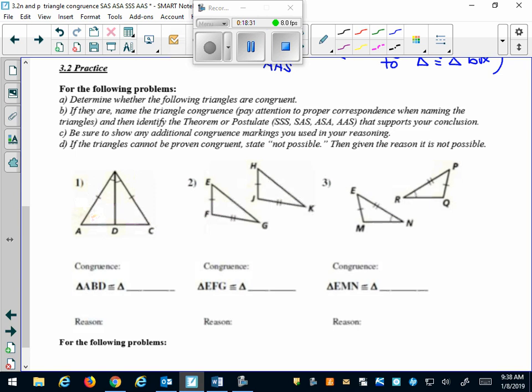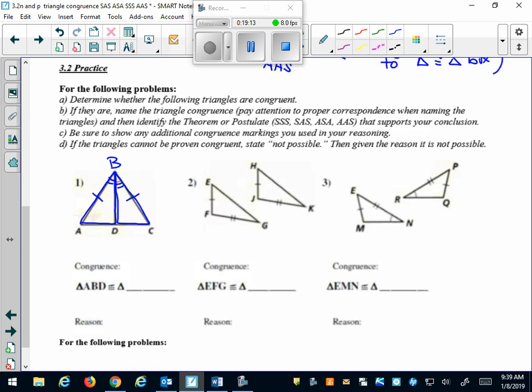Okay, so let's look here. We've got two triangles. We've got this one, and we've got this one. Triangle ABD. We can't say whether it's congruent yet. We have to determine whether it is. We know that this side is congruent to this side because they told us that. That would be like a given. We know that this angle is congruent to this angle. Again, another given.